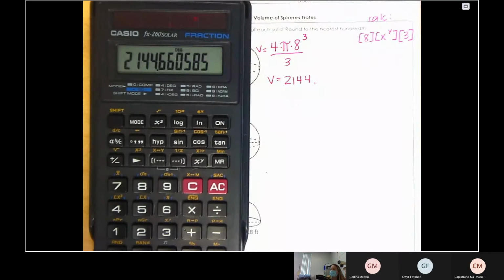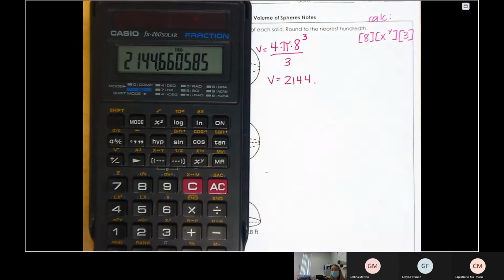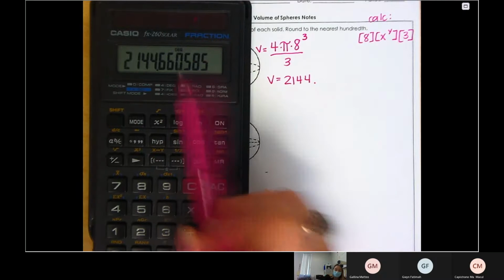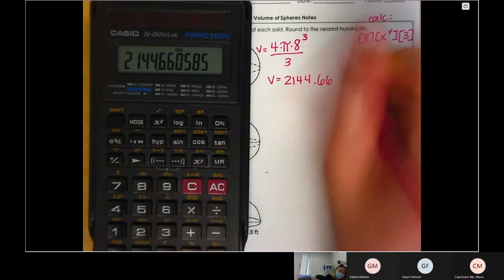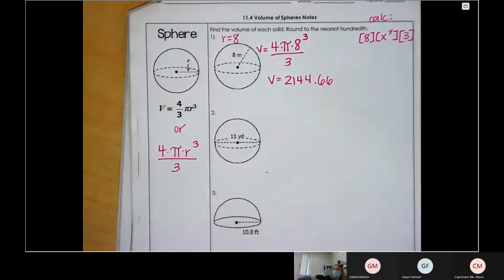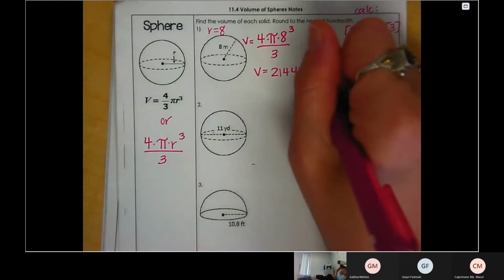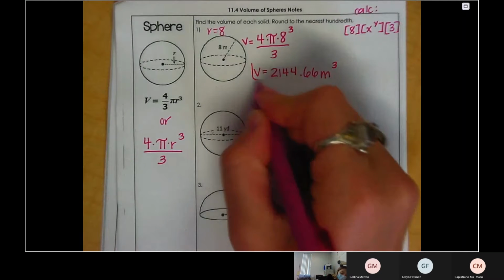We're rounding to the nearest hundredth, so what should I put? Hundredth is 2 decimal places, so look at it as a 2-digit number. The number after 66 is a 0, so I leave it as 66. And what should I put as my label? Meters cubed. So volume is always cubed, no matter what.